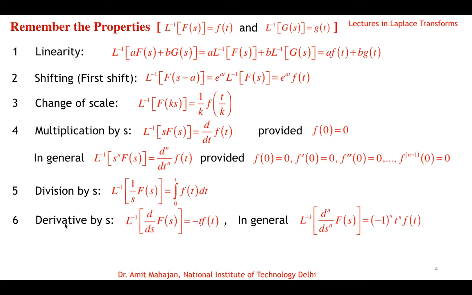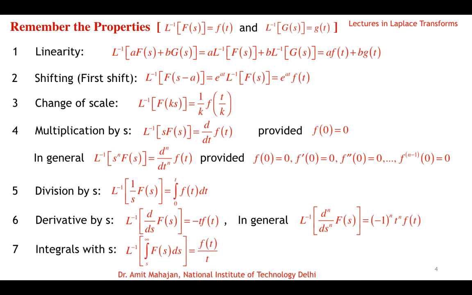The sixth property is the derivative by s. So the Laplace inverse of the derivative of F(s) is minus t f(t). Because we know that the Laplace of t f(t), multiplying with t, means minus derivative, so we just take the minus to the other side and take the Laplace inverse on both sides. And this can be generalized: the Laplace inverse of the nth derivative of the function is minus 1 raised to the power n, t power n, f(t).